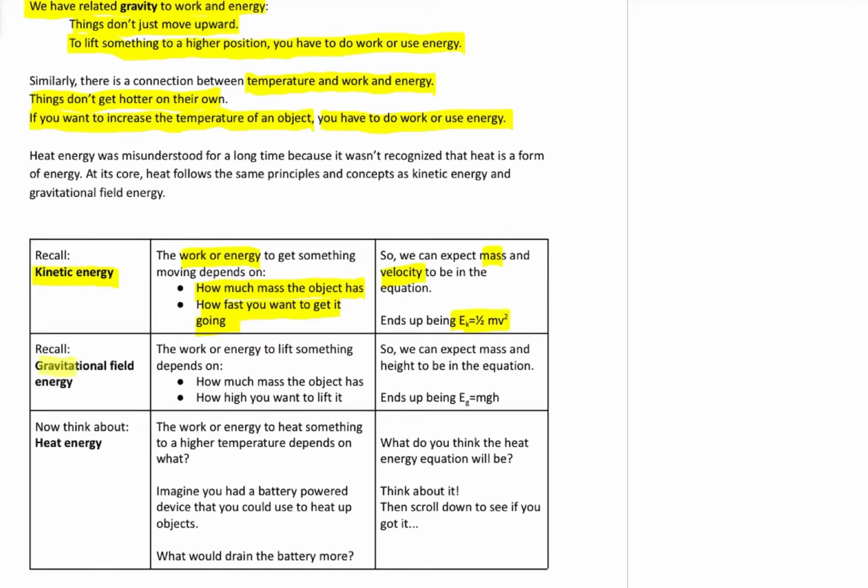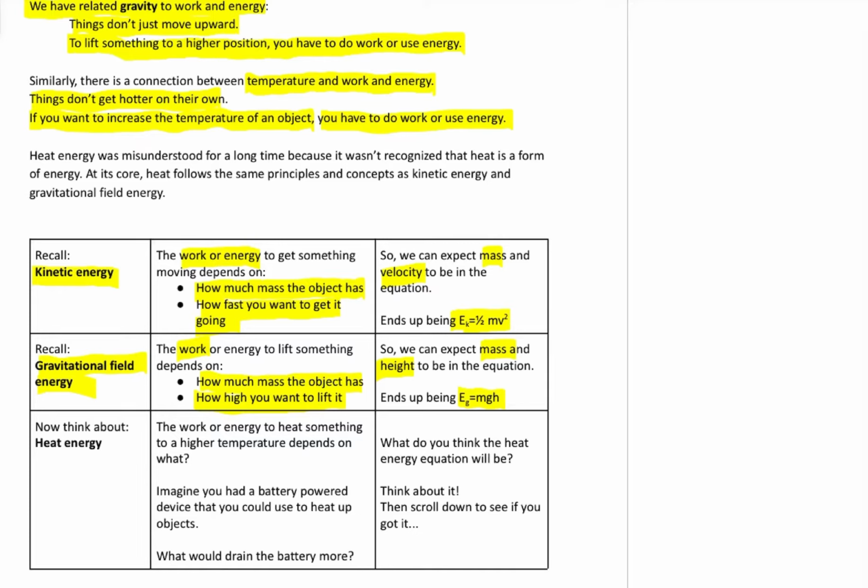Similarly, we can reflect on gravitational energy. If we're thinking about the work it would take to lift something, it's going to take more work to lift something that's heavy or massive, and it's going to take more work if we want to lift it really, really high. So we can expect, just by intuition, mass and height to be in the equation. After our little derivation in the other lesson, it works out that the gravitational energy is mgh. It's not a proof, but just thinking.